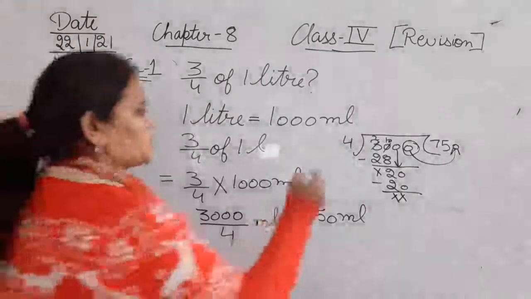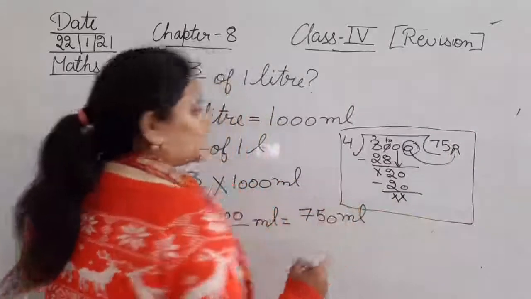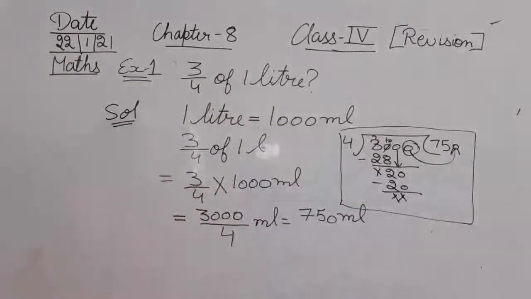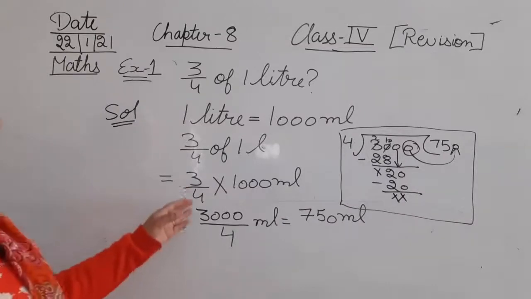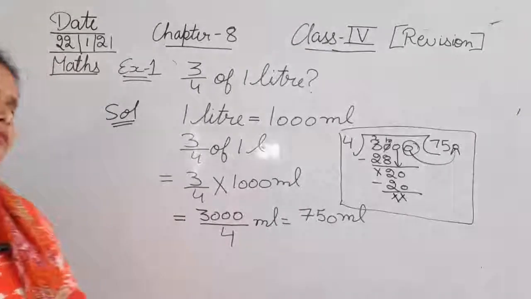Okay, and this calculation, if you want, you can show it as well, or you can do it in the rough. This is up to you. Whatever method you want to use, you can. So 3/4 of 1000 ml is equal to 750 ml.